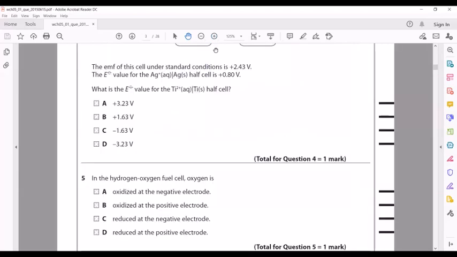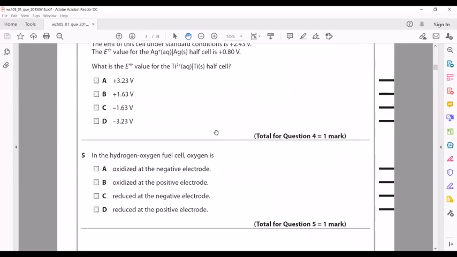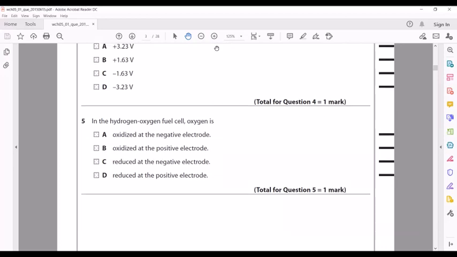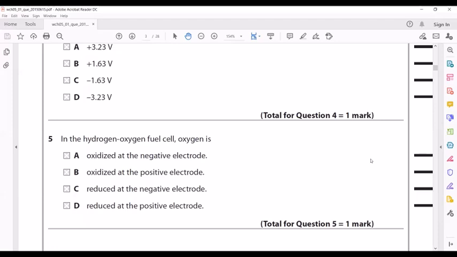In question 5, in a hydrogen oxygen fuel cell, what happened to oxygen? That's right, oxygen is reduced at the positive electrode.